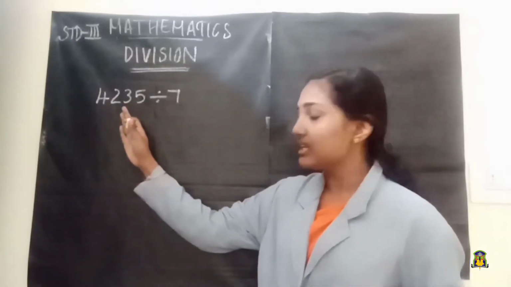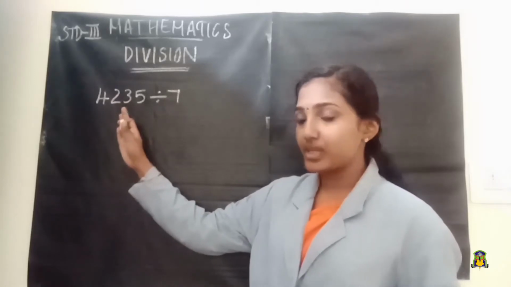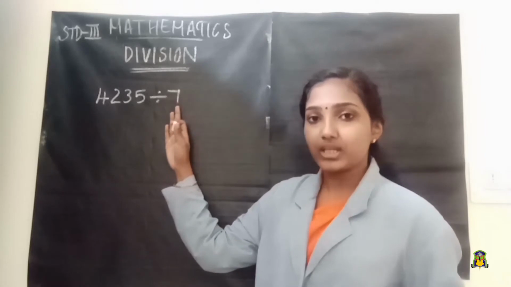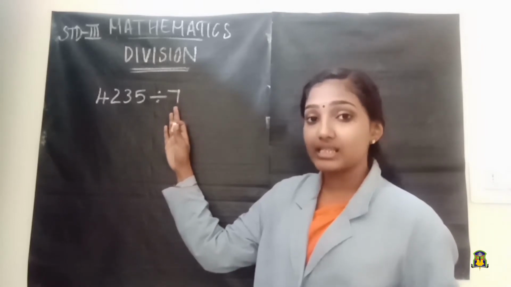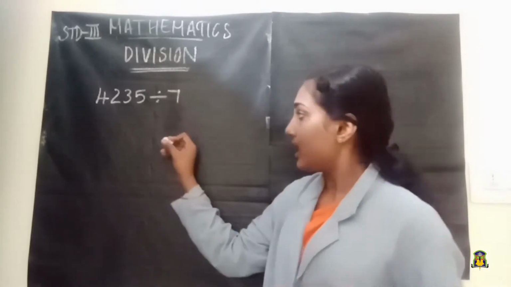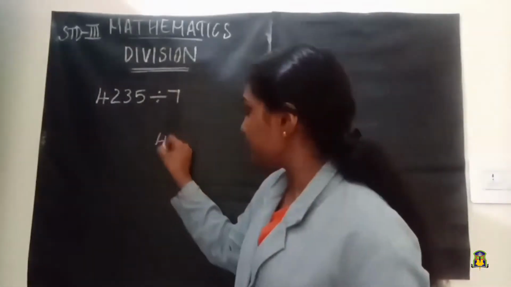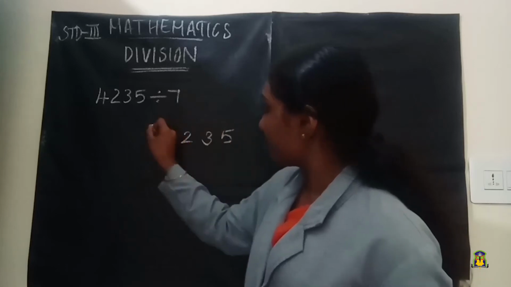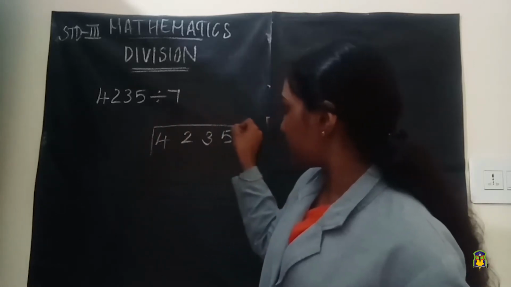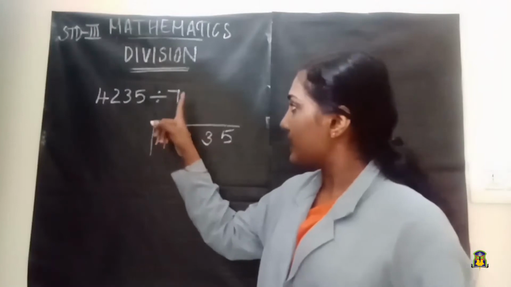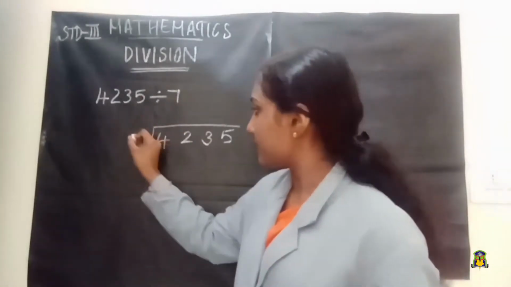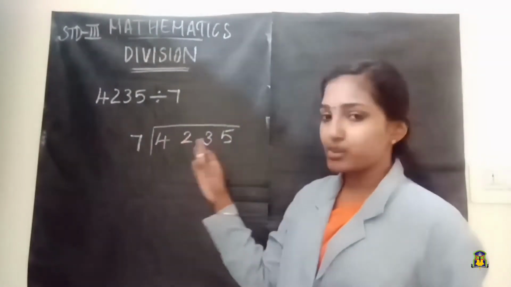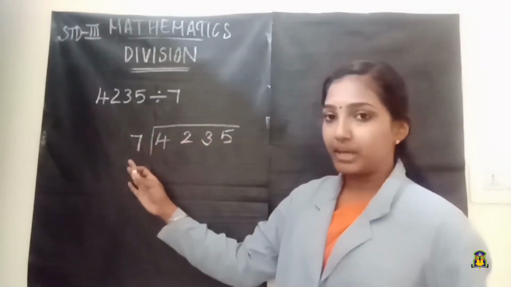Here the dividend is a 4-digit number and the divisor is a 1-digit number. So what is our first step? How are we writing the dividend and divisor? The dividend is written in a box, and the divisor is written outside the box. So it is 4235 divided by 7.